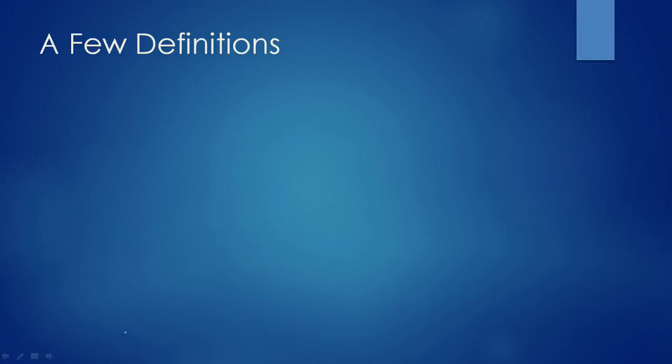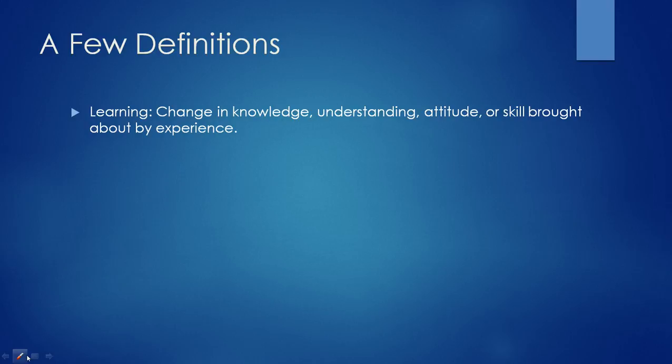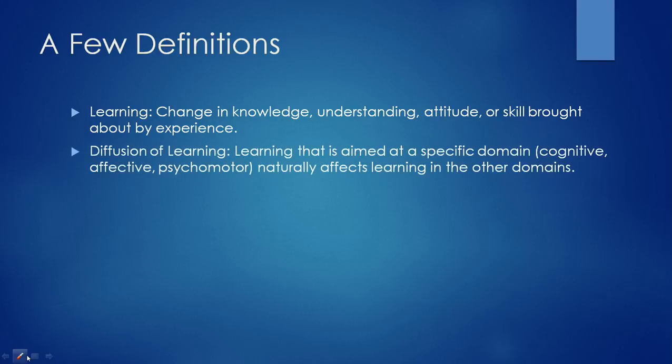Okay, so we've looked at that material, those 5 levels in the book, and I want to leave you with a couple more definitions that are not necessarily in your text. One of them, of course, we looked at is the learning definition. Here's another one: diffusion of learning.